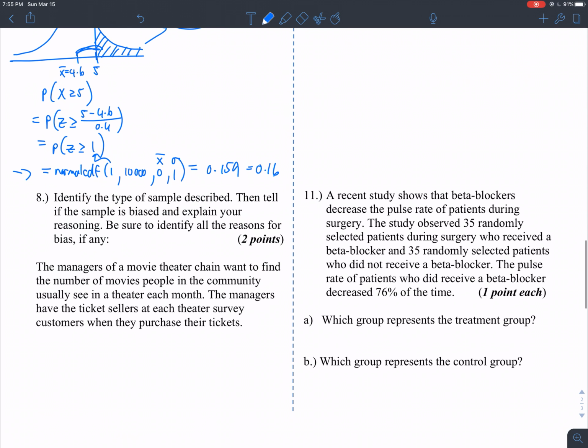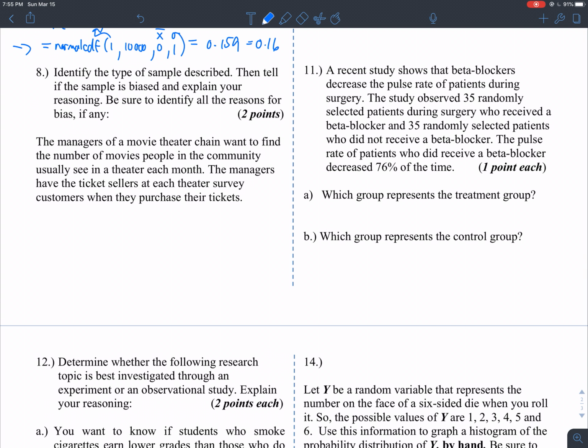Okay. All right, number 8. Number 8 says, identify the type of sample described, then tell if the sample is biased, explain your reasoning. Be sure to identify all the reasons for bias, if any. All right. The managers of a movie theater chain want to find the number of movies people in the community usually see in a theater each month. The managers have ticket sellers at each theater survey customers when they purchase the tickets.